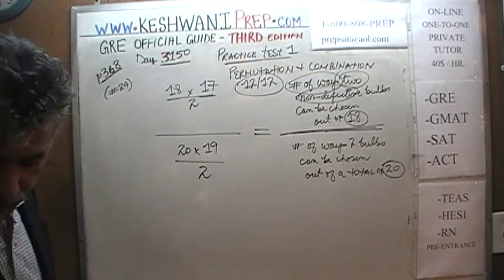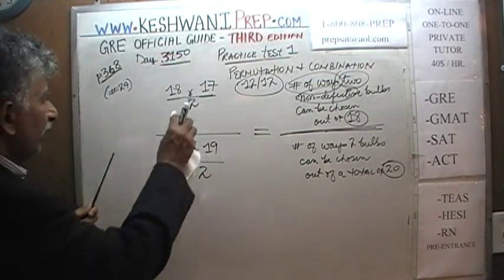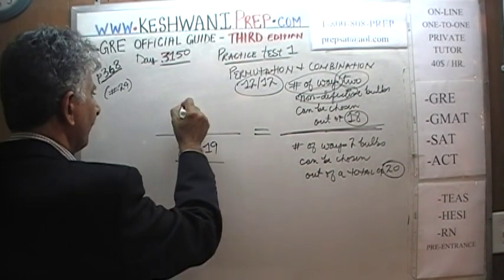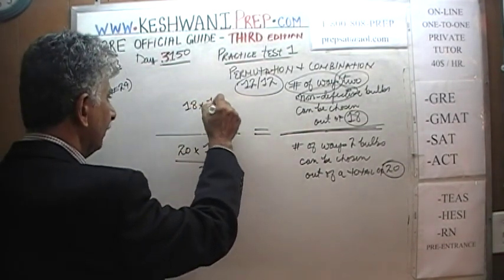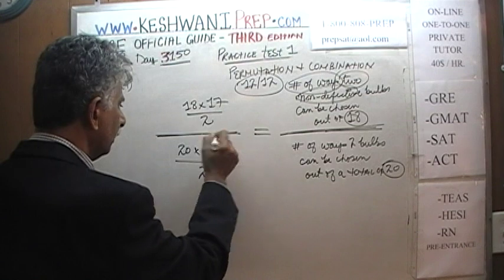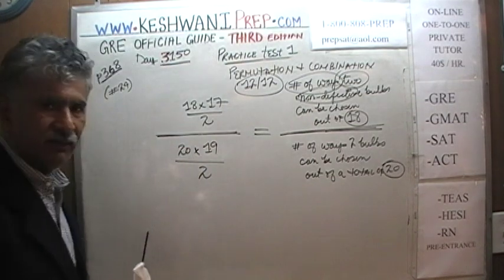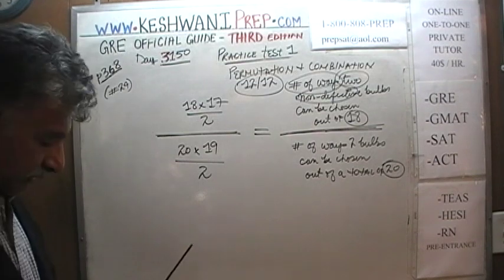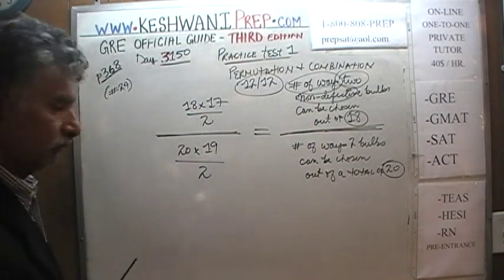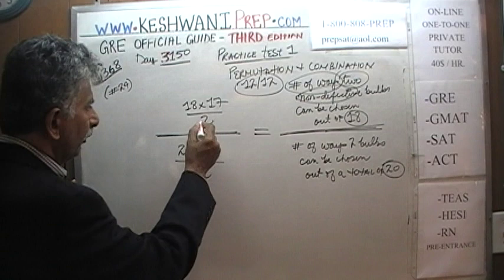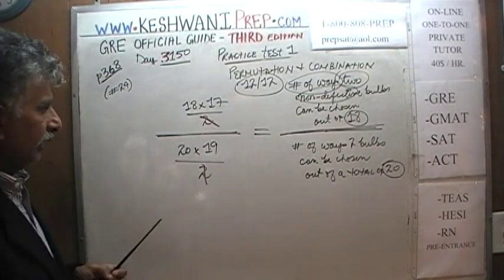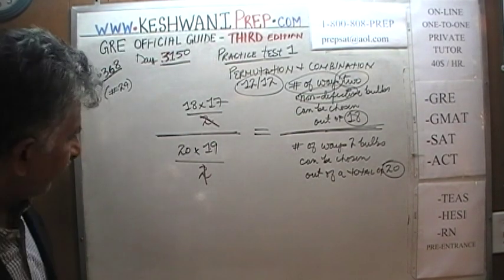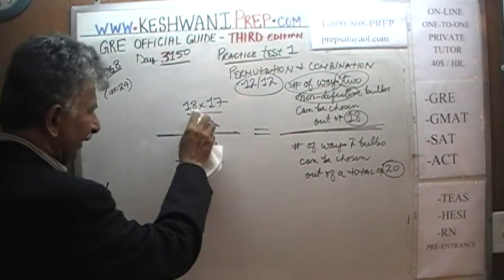I'm going to bring this down a little bit because it's too far up. 18 times 17 over 2, over 20 times 19 over 2. And that's our answer. We just have to work on it. So let's work on it together. First things first, the 2 goes away. Now we are left with simply 18 times 17.